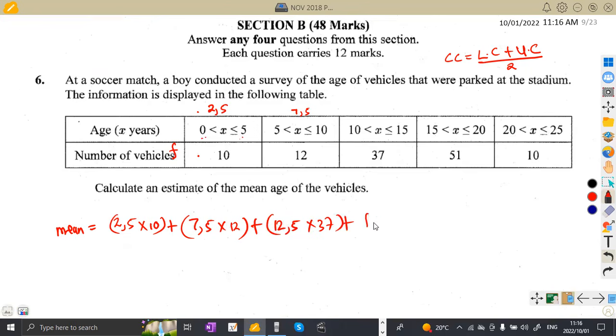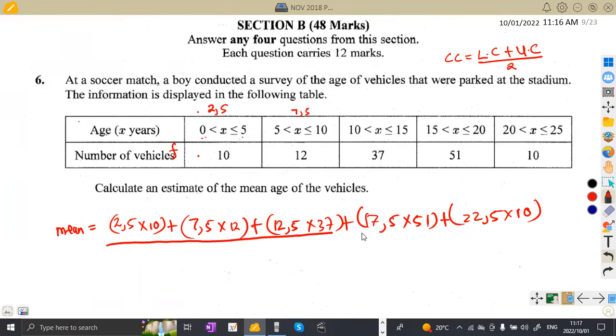Plus 15 to 20, if you calculate properly, 17,5 times 51. Plus 20 to 25 is going to be 22,5. So calculate properly, it is going to be 22,5 multiplied by the frequency, which is 10. Everything over the total frequency.